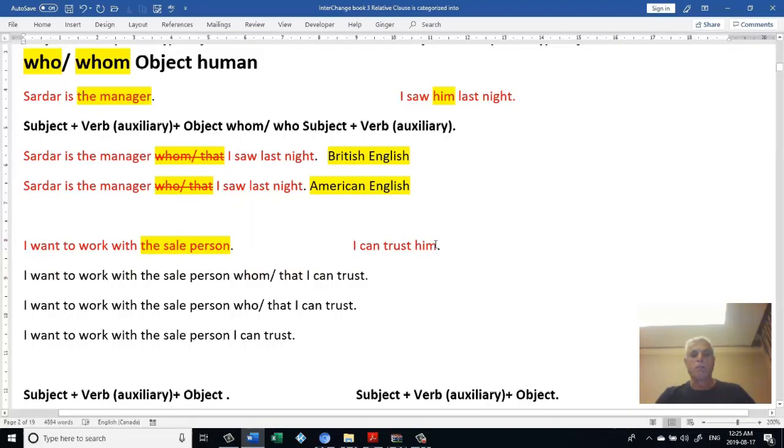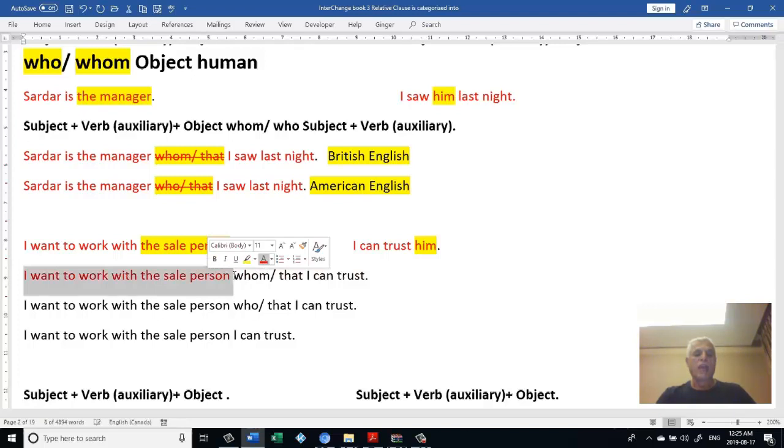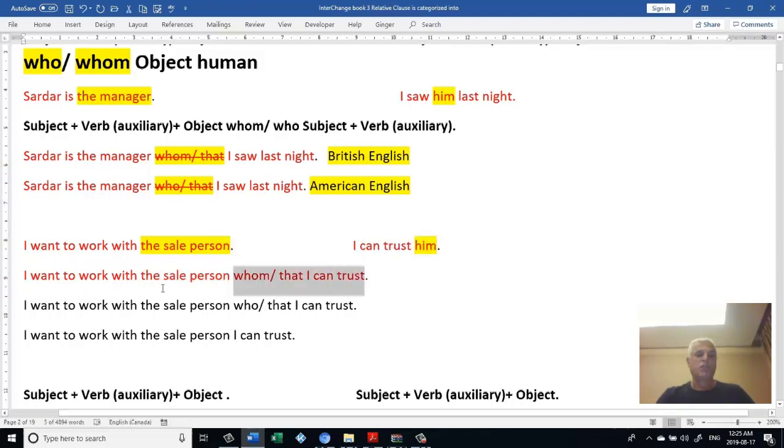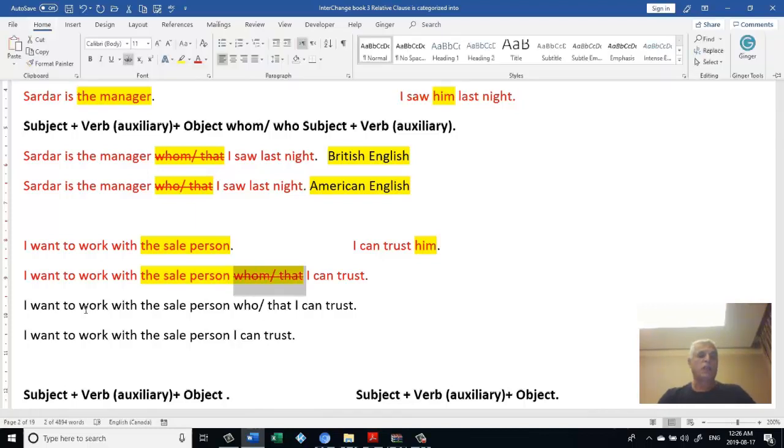Then from the second sentence, we have him as the salesperson. Then we have to join both of them because here we have him instead of the object. Here also we have it instead of the object. Then we could say, I want to work with the salesperson whom or that I can trust. Then we have the common word between the two sentences, the salesperson, because it comes as substituting the object. If you remember, we said whenever we have who or whom instead of the object, we could delete them. Okay, let's continue with the second one.